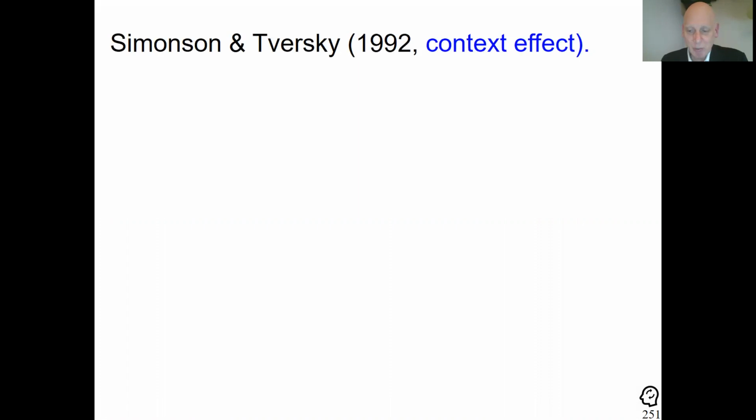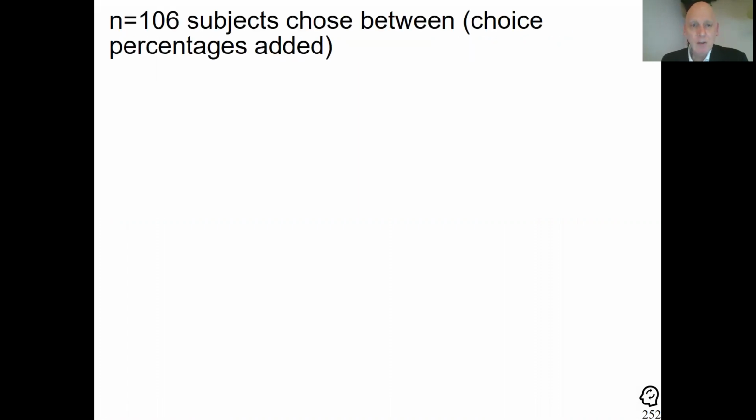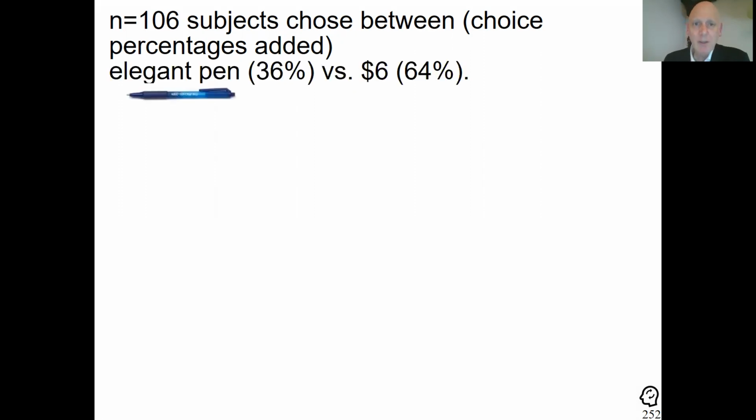Well, here's the influential paper that was one of the first to write clearly about it. One example is they chose subjects in an experiment, who had to choose between two choice options, two prospects, and I immediately add the choice percentages. There was an elegant pen or there was $6 cash money. And you see about 2/3 preferred the money amount to the pen.